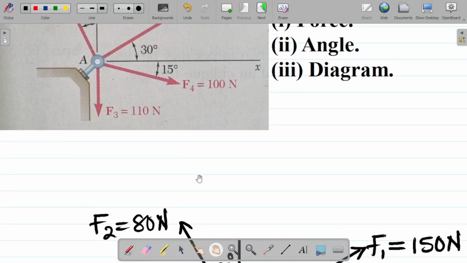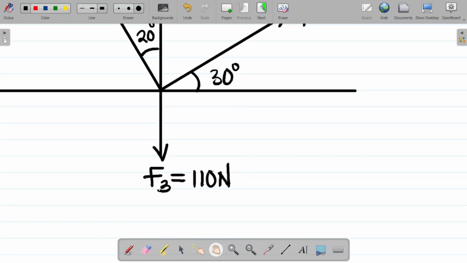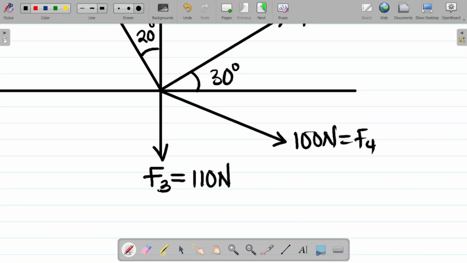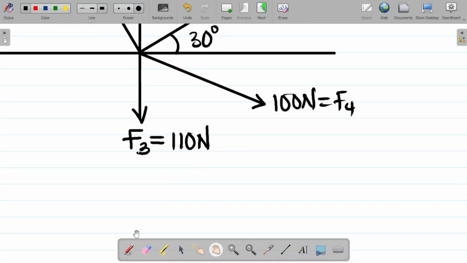Then we have F4. F4 has a value of 100 Newton, at 15 degrees to the horizontal. So just come here, this way, and I have this, 100 Newton, that's equal to F4. It's inclined at 15 degrees, so I have this as 15 degrees.